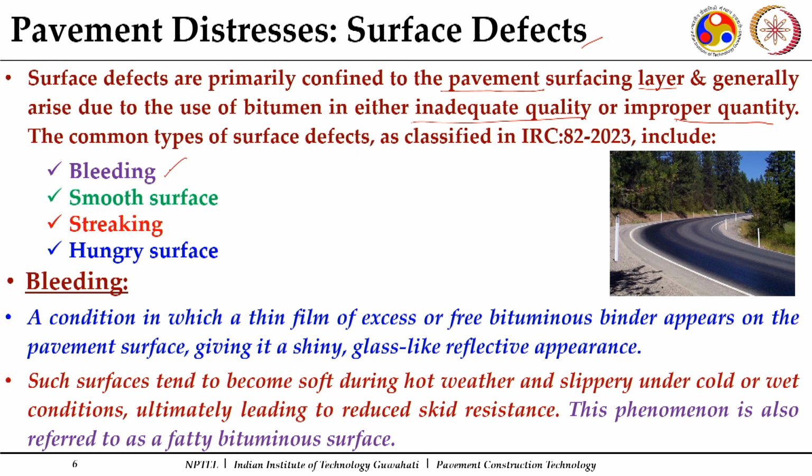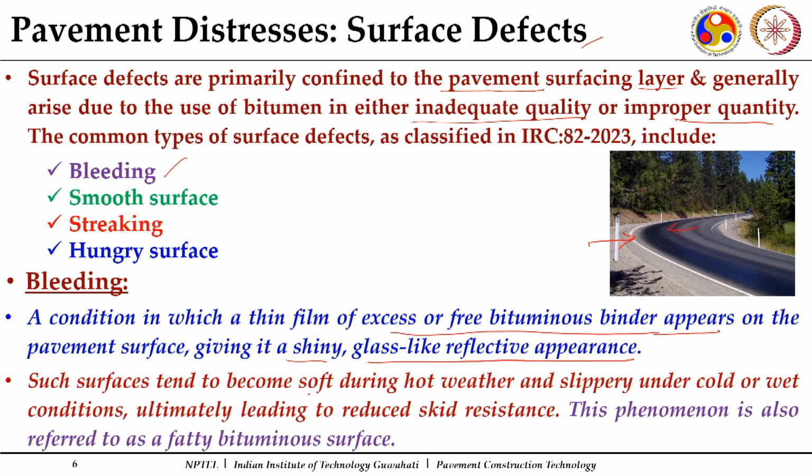One is bleeding. This is a condition you can see in this particular picture. This is a condition where a film of excess free bituminous binder appears on the surface. This part has a comparatively darker color compared to the remaining surface. It appears that there is free or excess bituminous binder present, giving it a shiny, glass-like reflective appearance. You can observe, on a part of the carriageway or along the wheel path, a surface where some excess binder appears to be there in comparison to the remaining portion of the carriageway.